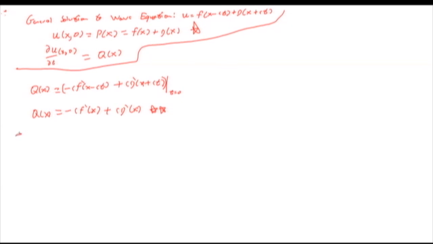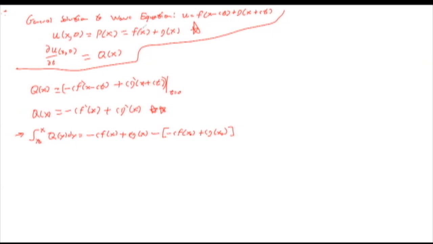So when we integrate double star, we have the integral from x naught to x of q of y dy is equal to negative c f of x plus c times g of x. But because we're integrating from x naught to x, we also have to plug in x naught everywhere. So it's going to be minus, negative c f of x naught plus c g of x naught.